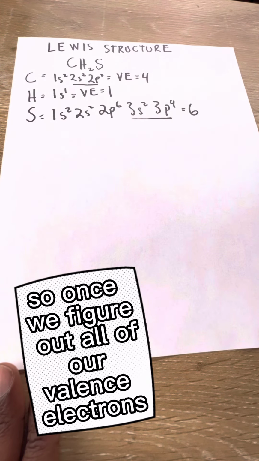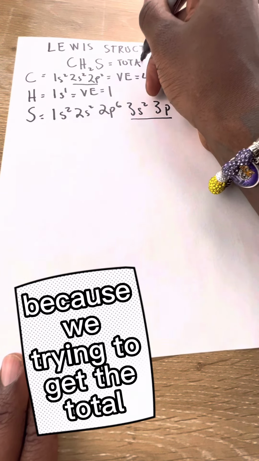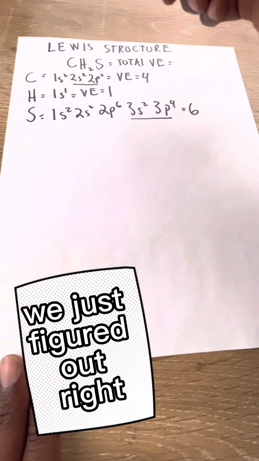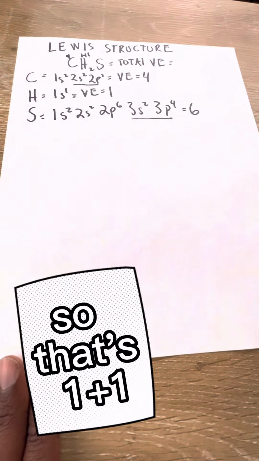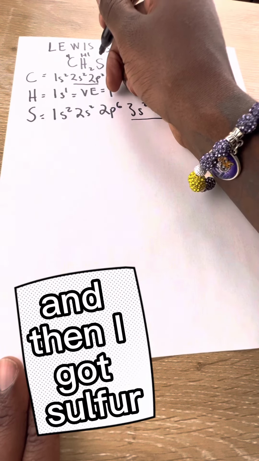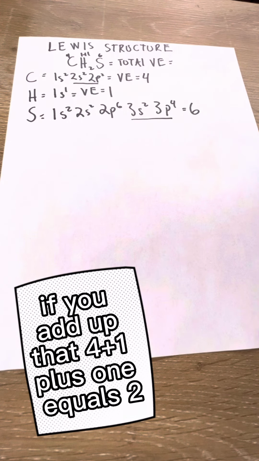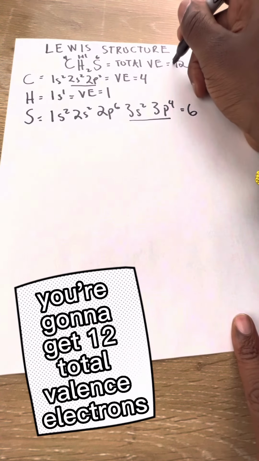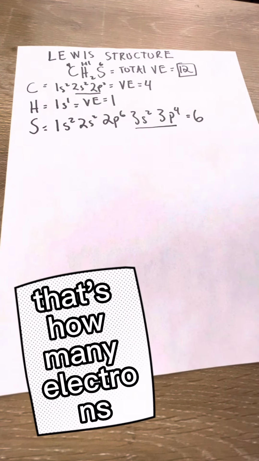Once we figure out all of our valence electrons for our compounds, we can add them all up because we need the total valence electrons, VE. Carbon has 4. Hydrogen has 1, but I have 2 hydrogens, so that's 1 plus 1. Shout out to Beyonce. And then sulfur is going to be 6. So 4 plus 1 plus 1 equals 2, and then you add that with 6, you're going to get 12 total valence electrons. I'm just going to box that to let you know that's how many electrons we actually need to use today.